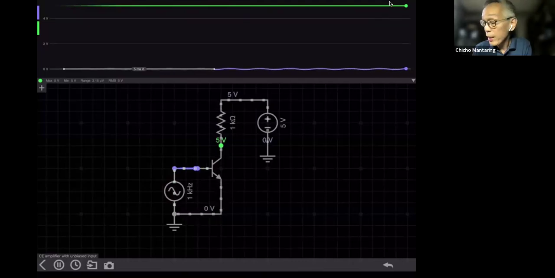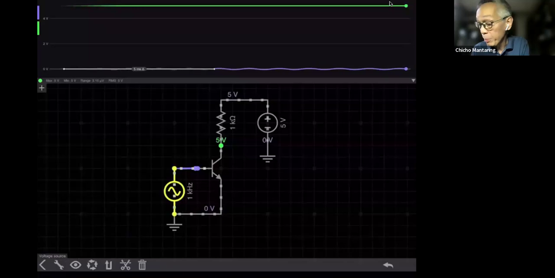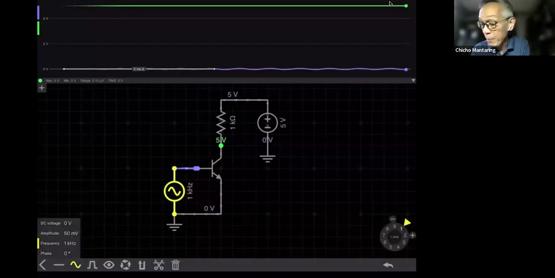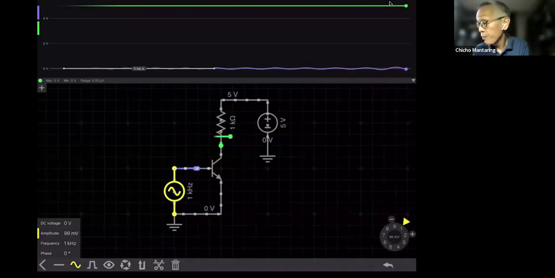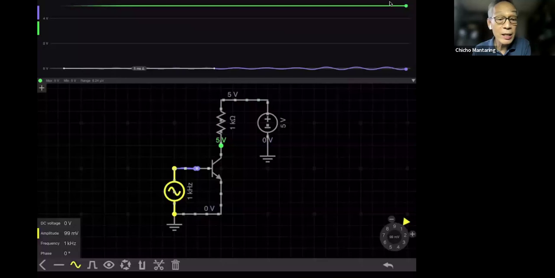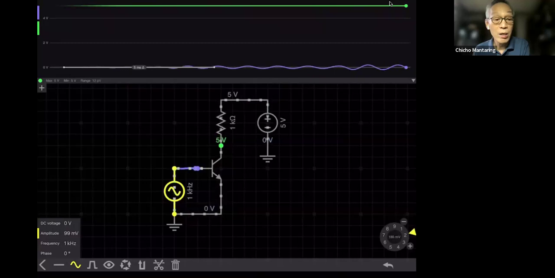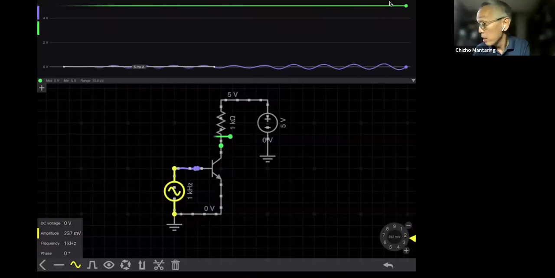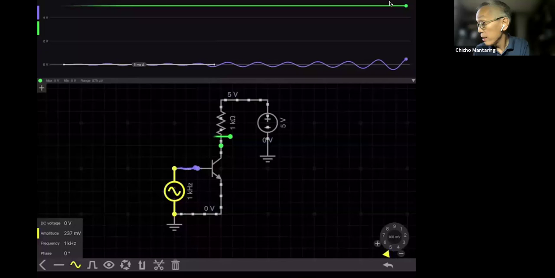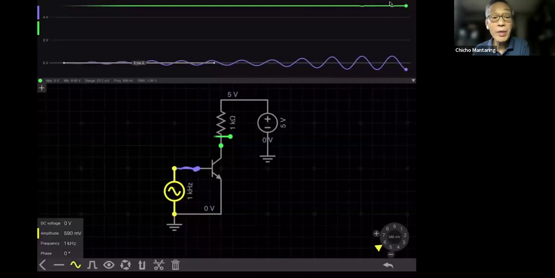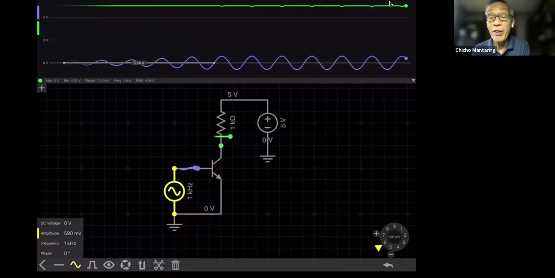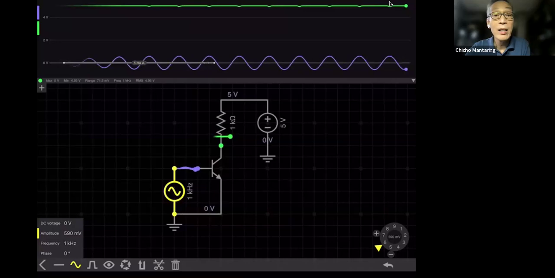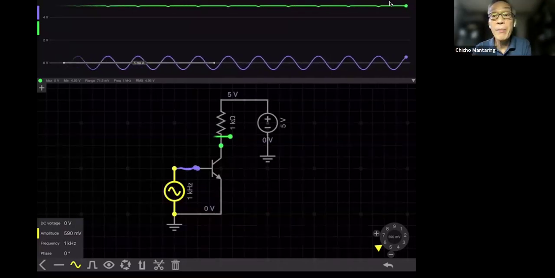You might say, why don't I increase the amplitude of my input? I can do that. Right now it's 50 millivolts. At 100 millivolts, still nothing. It will start doing something when my amplitude is greater than 0.7 volts. You can see now the dips in my output.